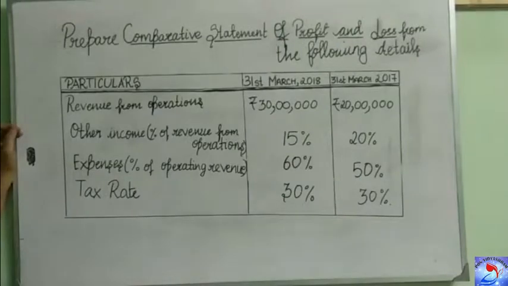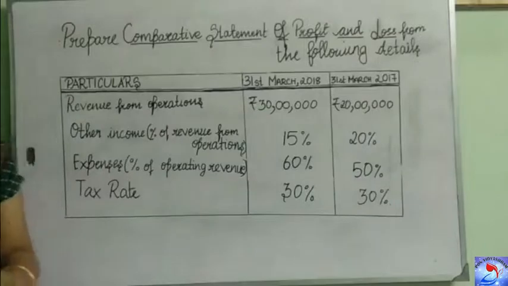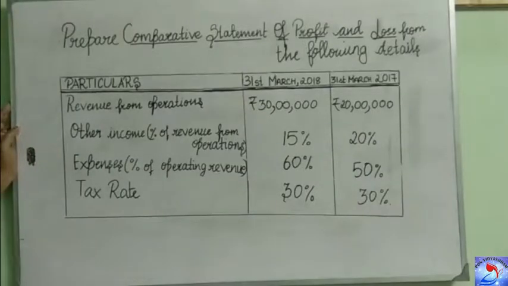What is the format? Revenue from operation plus other income is equal to total income. From that you have to subtract the expenses, and you will get profit before tax. After that you have to deduct the tax, then you will get the amount, profit after tax.